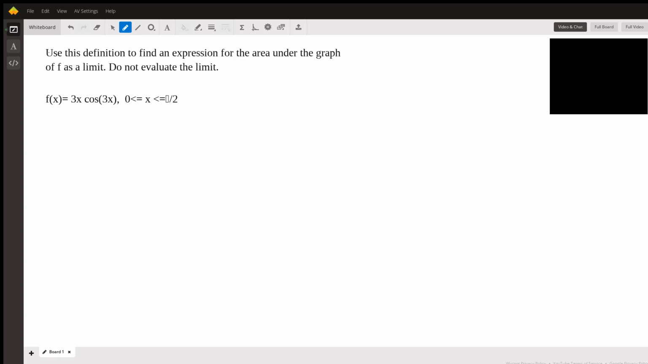The wording here is a little unusual. I'm assuming that the class the student is taking is studying definite integrals. A definite integral is the way to find the area under a curve.